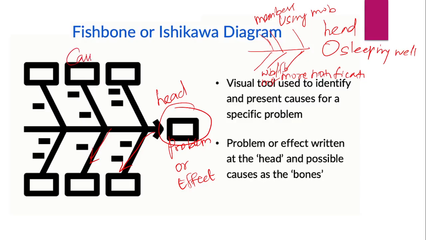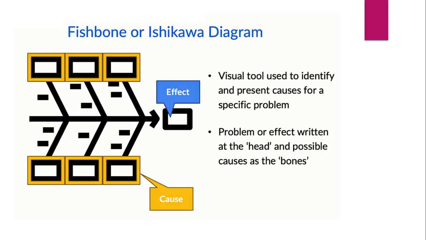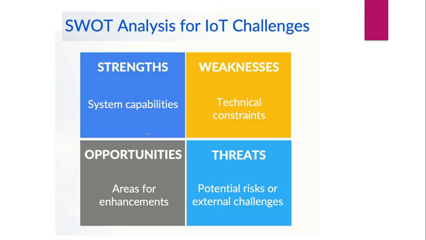Here the causes have to be mentioned in the bones, and the problem has to be mentioned in the head. So this is a kind of analyzing the problem and identifying the problem with the root cause. So here similarly you can see these are the causes and these are the effects or problems. And another thing, before defining any kind of problem, include the SWOT analysis applicable to us also.